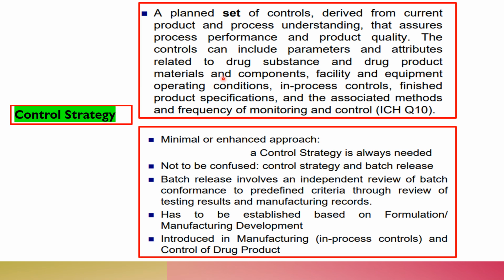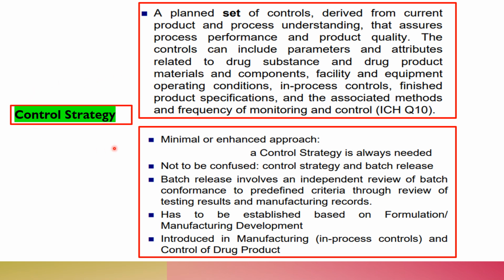So what is a control strategy? You will analyze everything, from the raw material attributes, API material attributes, excipient material attributes, all process parameters, all ranges, equipment, everything you will present, and whatever your understanding is throughout the product development. Based on that understanding, how you arrived at the particular ranges and how we are controlling that attribute, that parameter, those ranges, that we will define in our control strategy.